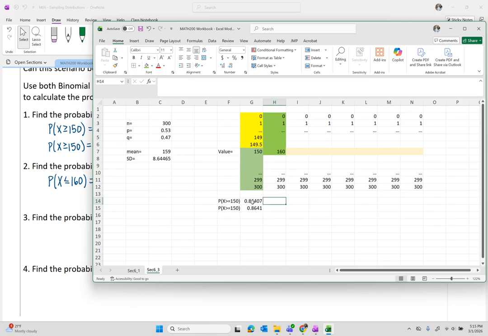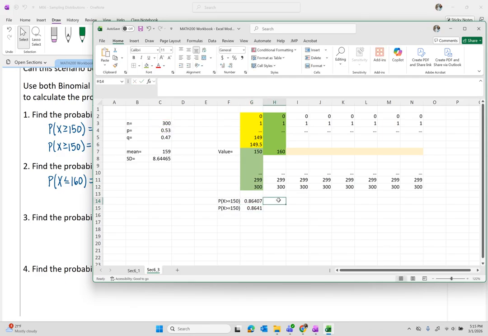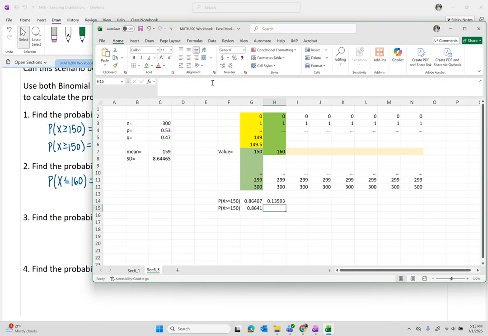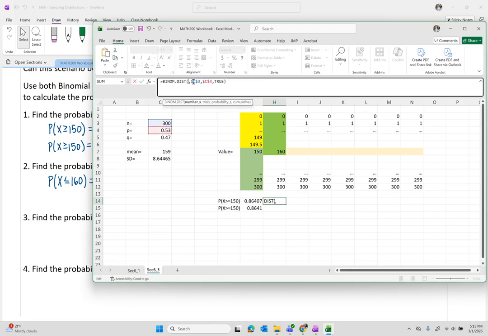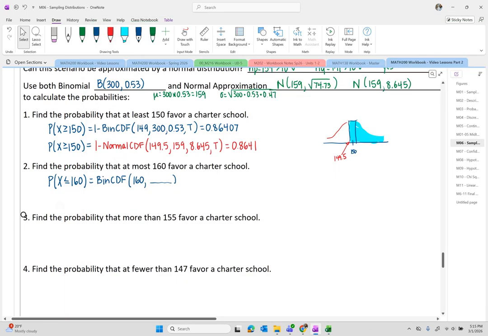So let me copy the binomial CDF here, and if I just paste it, I don't want G5, I want this number to be the 160, and the mean and the standard deviation and the number of repetitions and the probability of success to be 0.53, and it is a true statement, so yes. So my answer here will be 0.56842.